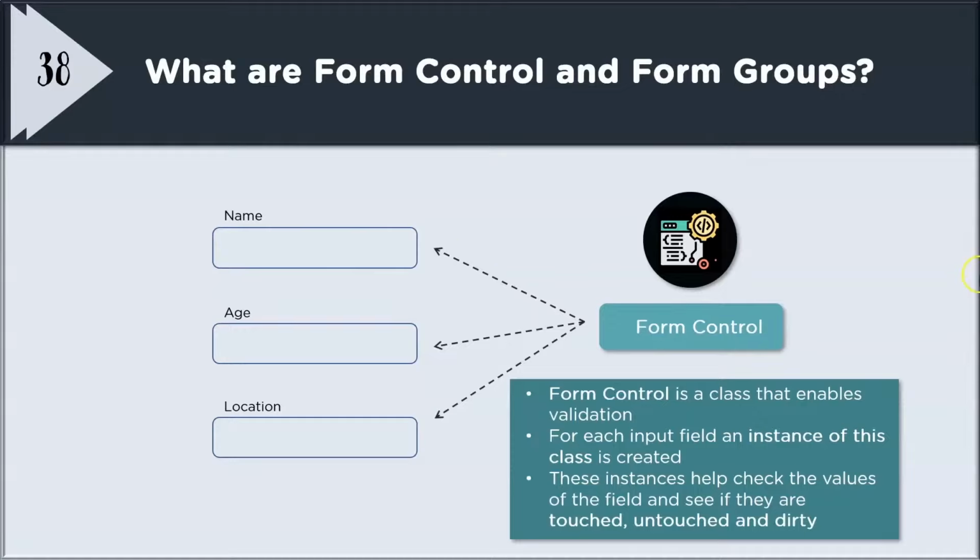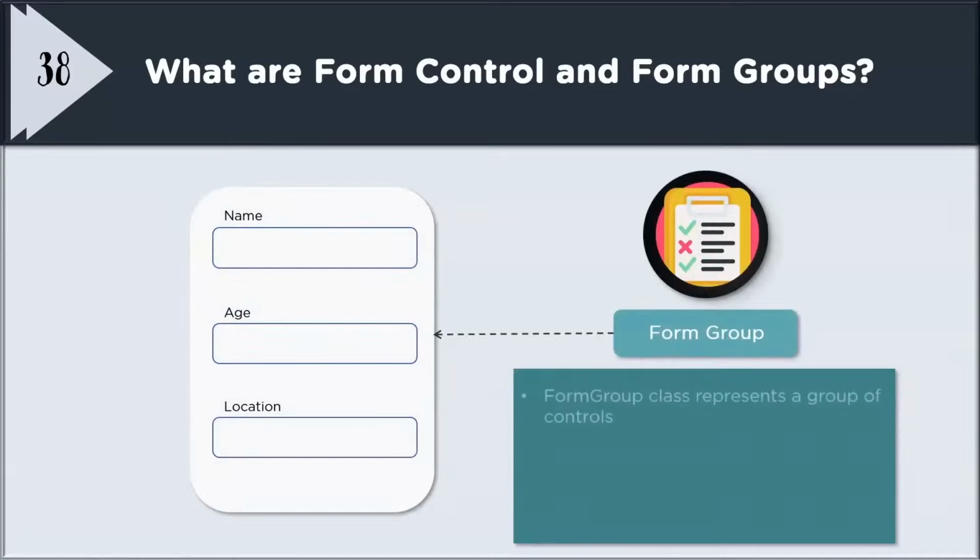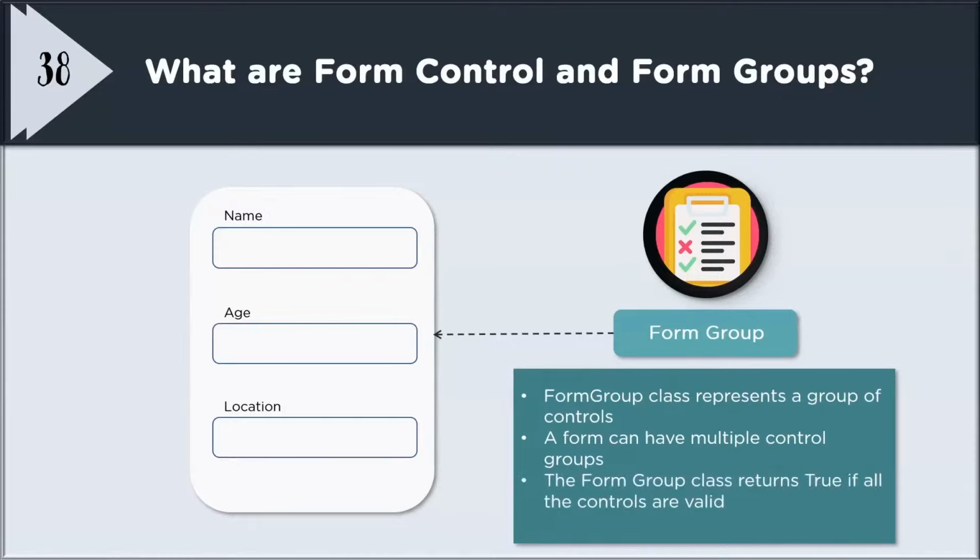When it comes to form group, the form group class represents a group of controls. Now, a form can have multiple control groups. The form group class returns true if all the controls are valid and also provides validation errors if any.